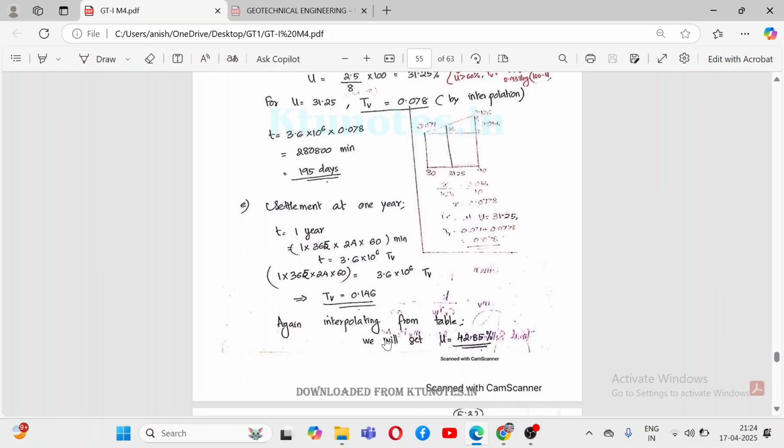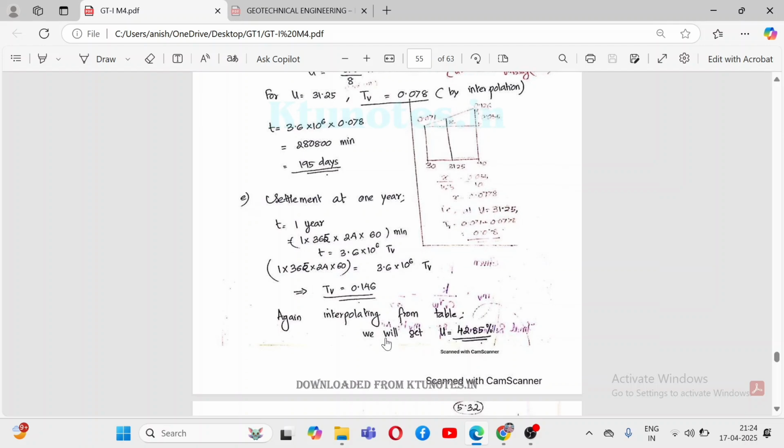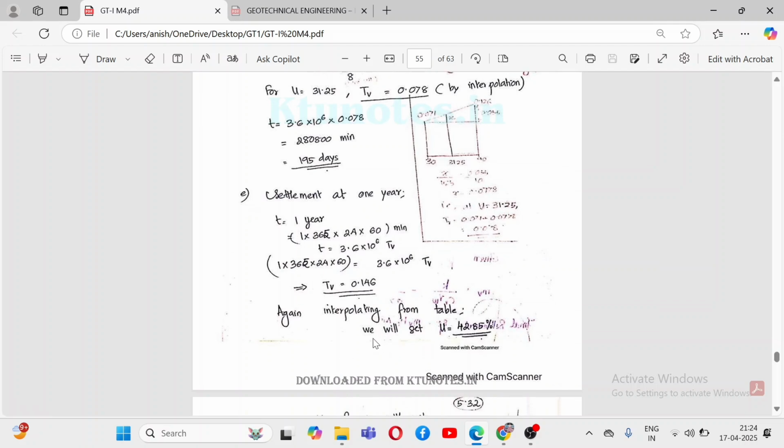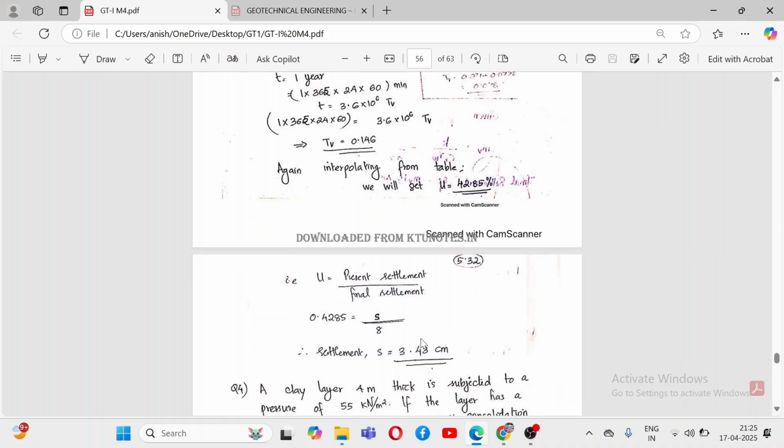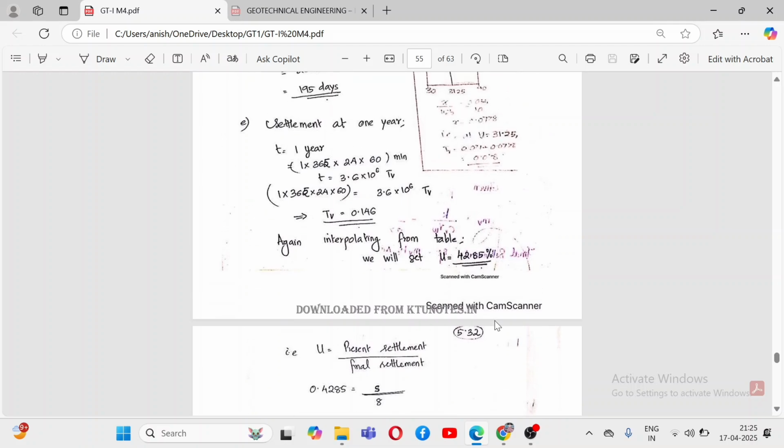Okay, for TV 0.146, what would be the U? Again, you need to interpolate it, and you'll get the U value. What is U? U is equal to present settlement by final settlement. So as you got U as 42.85, you take it as 0.4285 is equal to settlement divided by H, where H is the final settlement. It is expected to have a final settlement of 8 centimeter, that's why you take that as H. So the settlement you get is 3.43 centimeter for 1 year.